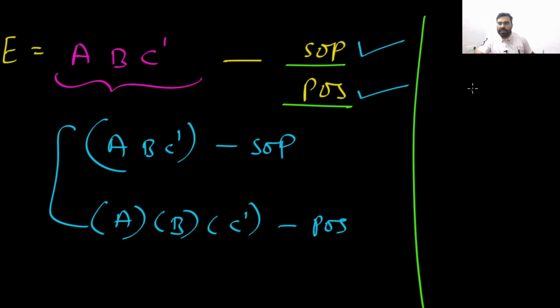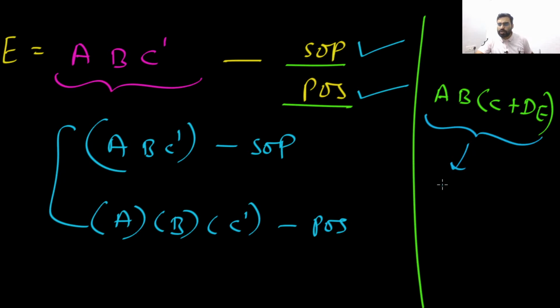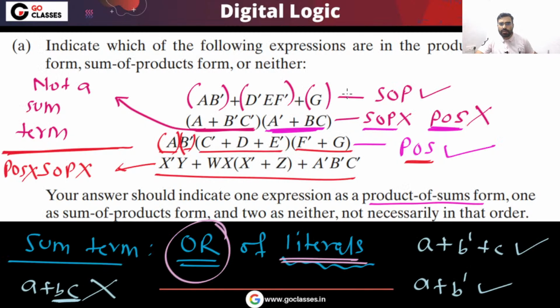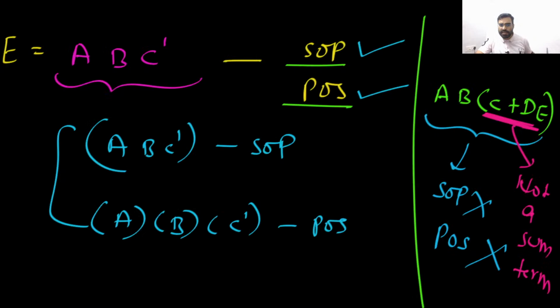Both are correct. But if I give you this, like A, B, C or D, E, what can you say about this? This is clearly not in SOP, and it is not in POS either, because remember, this is not a sum term. All these concepts we have already seen in the class, and many examples we have already taken. So you can notice that in this, a total of 4 expressions are given to you. First is SOP, third is POS, second and fourth are neither.